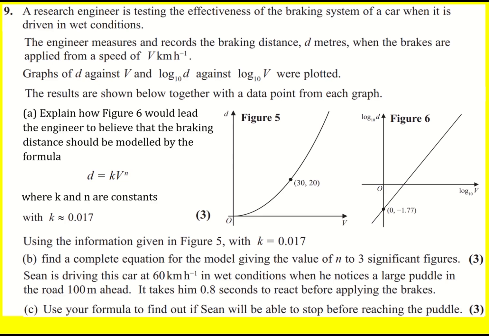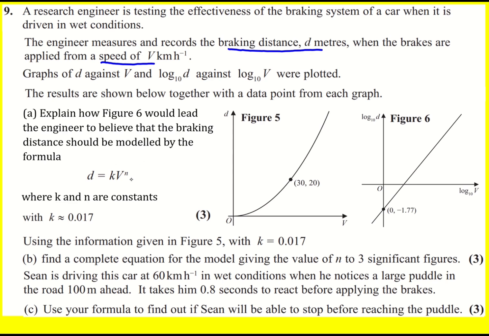A research engineer is testing the effectiveness of the braking system of a car when it's driven in wet conditions. The engineer measures and records the braking distance, d meters, when the brakes are applied from a speed of v kilometers per hour. Graphs of d against v and log d against log v are plotted, shown below. Explain how figure 6, the log d versus log v, would lead the engineer to believe that the braking distance should be modeled by this formula here.